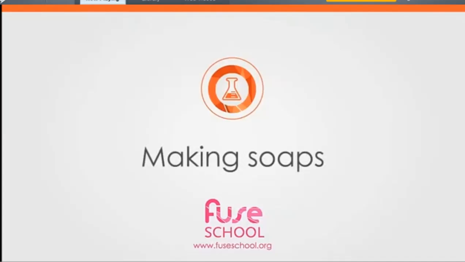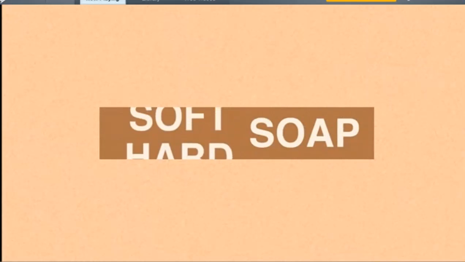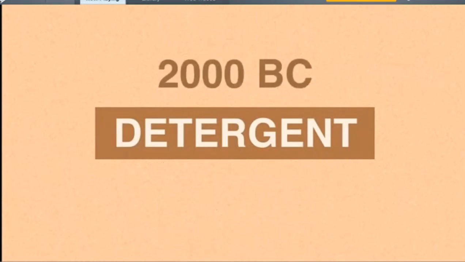We are going to learn about how soap is made by a process called hydrolysis, and how we can control whether the soap produced is hard or soft. Soap is a detergent and has been around for thousands of years.